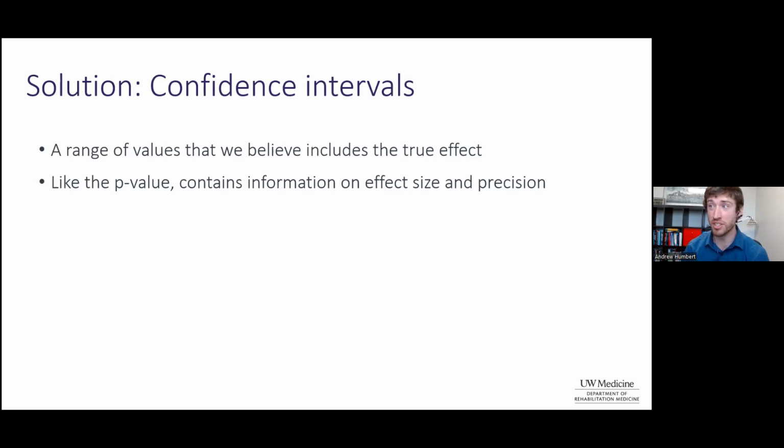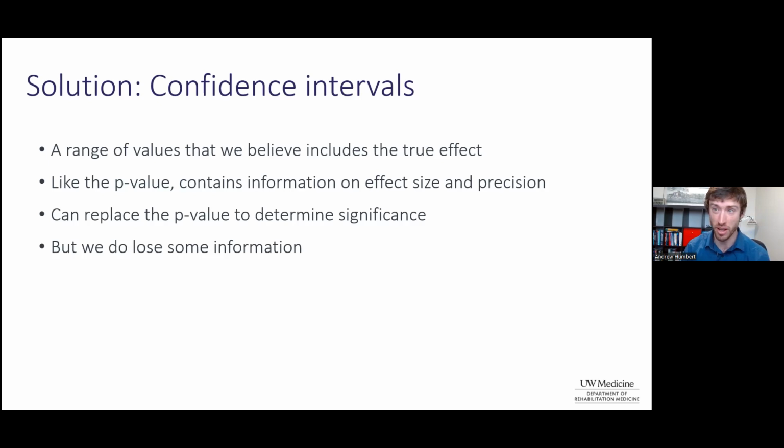Like the p-value, it contains information on effect size and precision, but it's a lot easier to separate what's due to precision and what's due to the effect size. You can actually use it to replace the p-value to determine significance. So you can't actually calculate a p-value. You can't get that probability. But if you're going to use this flat out, are you significant or not? Are you above or below your 0.05 cutoff? You can use a confidence interval for that as well.